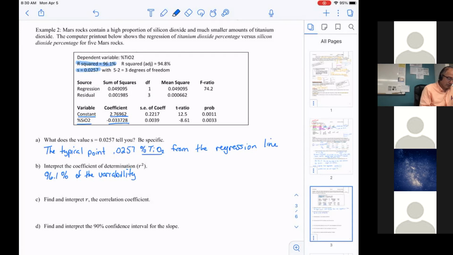96.1% of the variability in my response variable, which is TiO2, can be explained by the least squares regression line between titanium dioxide and silicon dioxide.